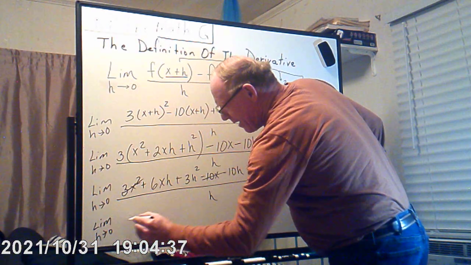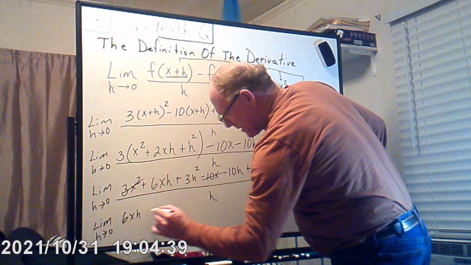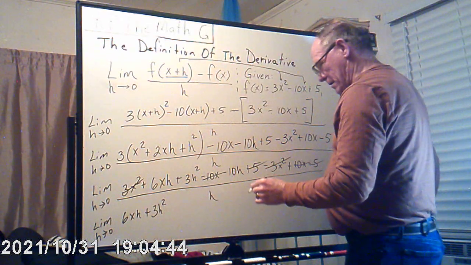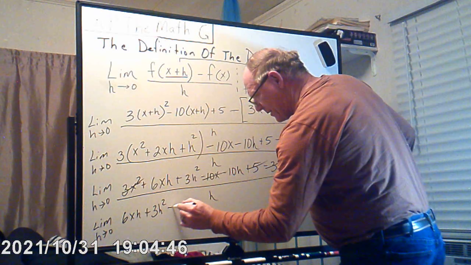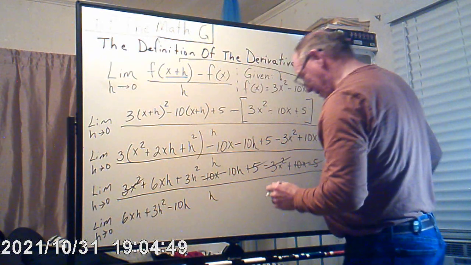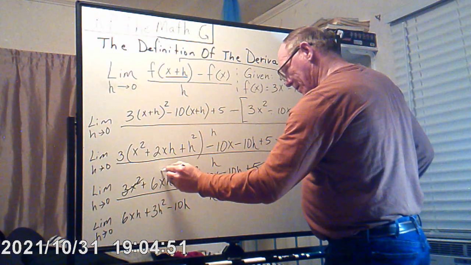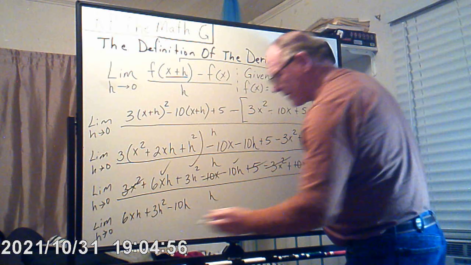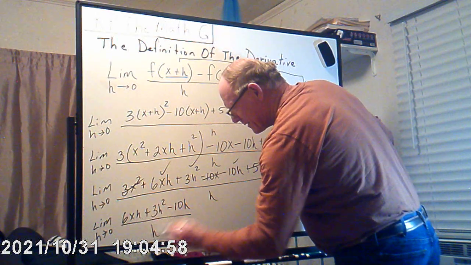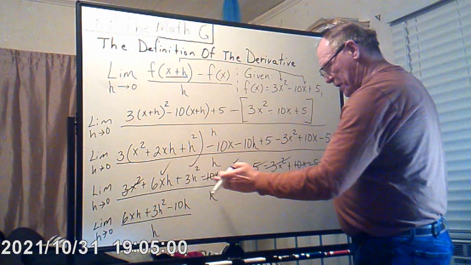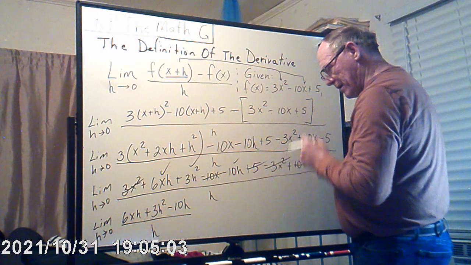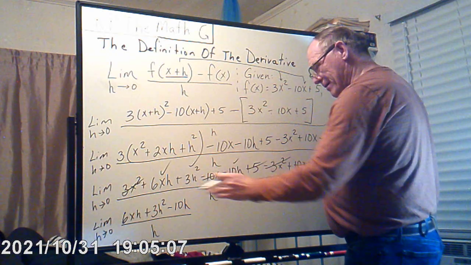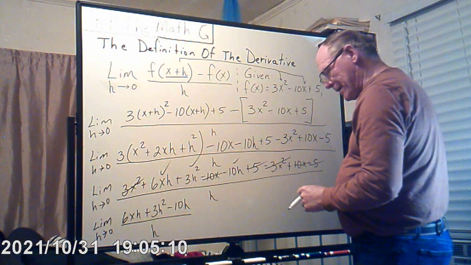Okay, so now we've got 6xh plus 3h squared, minus 10h. Making sure I've got all my terms: 1, 2, 3. It looks like that's everything, now over h. Double check. 1, 2, 3. That's it.